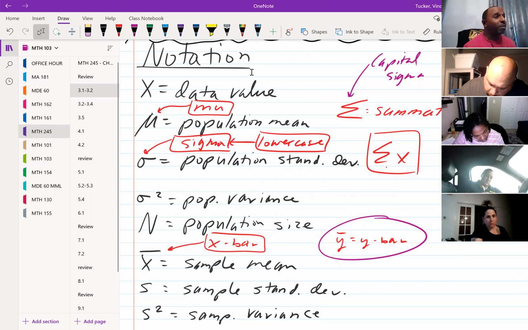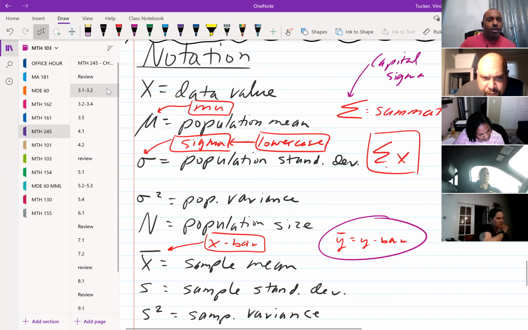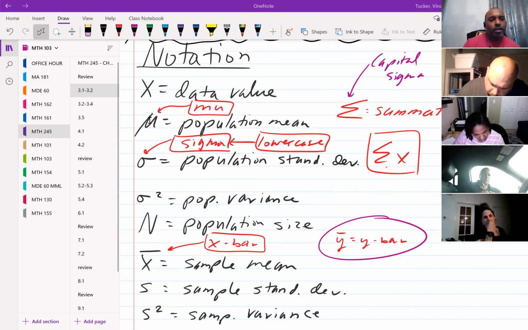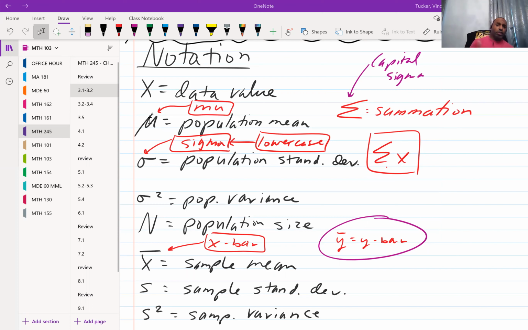Your population versus your sample. So what do we mean by that? For example, the TCC student body, everybody enrolled at TCC, will be the population. This class will be an example of the sample, a sample of that student body, just like sampling food, a piece of it. So that's your sample. Your X will always be your data value.